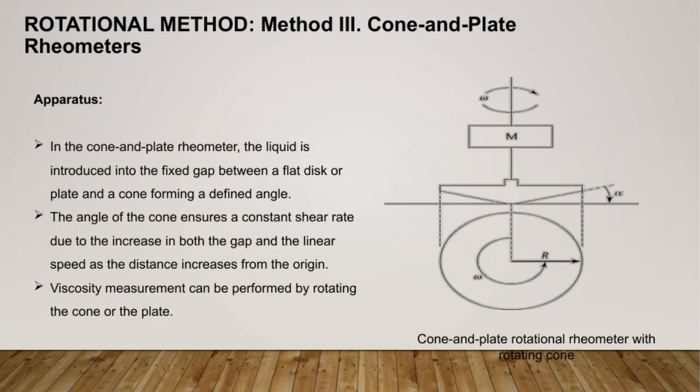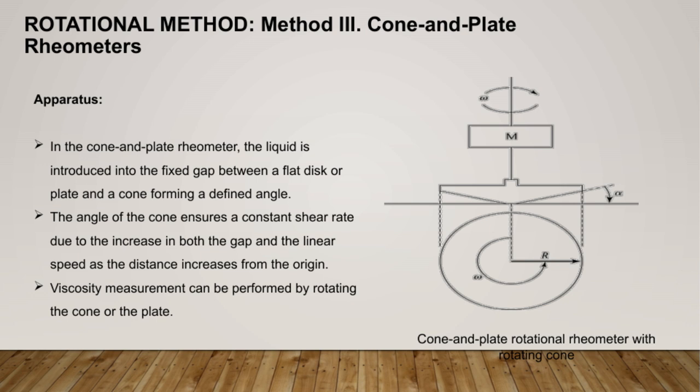Now, let's take a closer look at the cone-and-plate rotational rheometer with a rotating cone. In this setup, the liquid is introduced into the small, fixed gap between a flat plate or disc and a cone that forms a specific angle. This design is quite clever because the cone's angle ensures that, as you move away from the center, both the gap and the linear speed increase proportionally. This means the shear rate remains constant throughout the measurement, which is a key advantage for accurate viscosity testing.